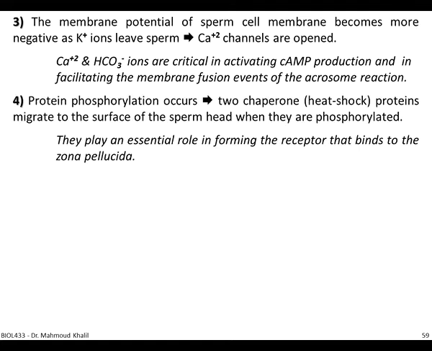The fourth molecular event is protein phosphorylation. You have two kinds of proteins, called heat shock proteins or chaperones, two chaperone proteins that need to migrate to the surface of the sperm head when they are phosphorylated. This phosphorylation is important for triggering these two chaperone proteins to migrate to the surface of the sperm cell membrane. Why are these proteins important? Because they play an essential role in forming the receptor that binds to the zona pellucida. So if there is no phosphorylation of these two chaperones, the sperm will not be able to bind to the zona pellucida.